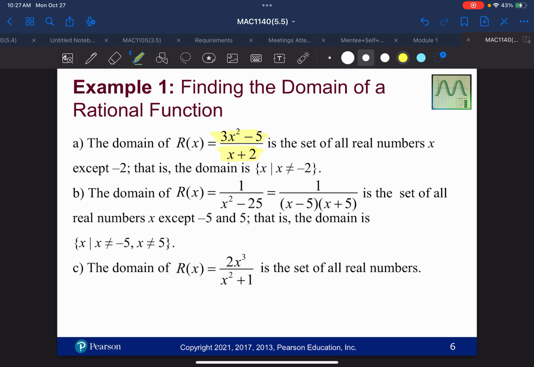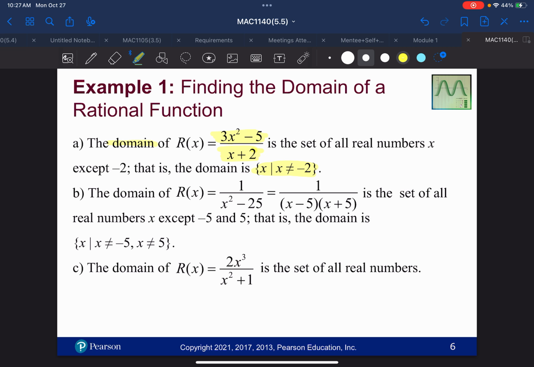So when we're asked to find the domain of this function, it can be any number except for any values of x that makes that denominator equal to 0, since we can't divide by 0. So therefore, x cannot equal -2. But it can equal any other number. So this is the domain of this function r of x in set notation.